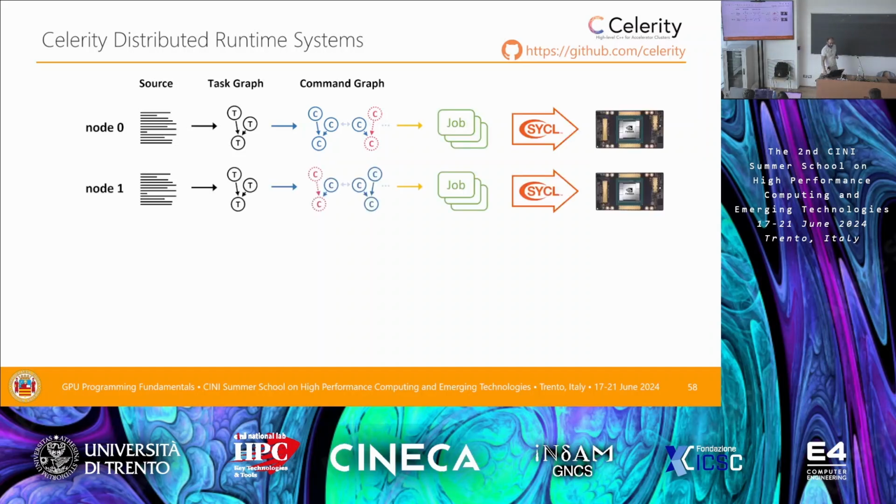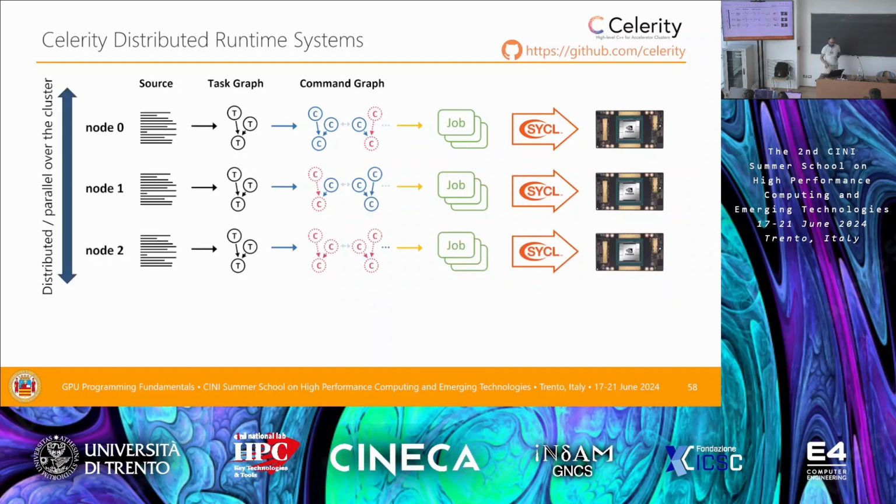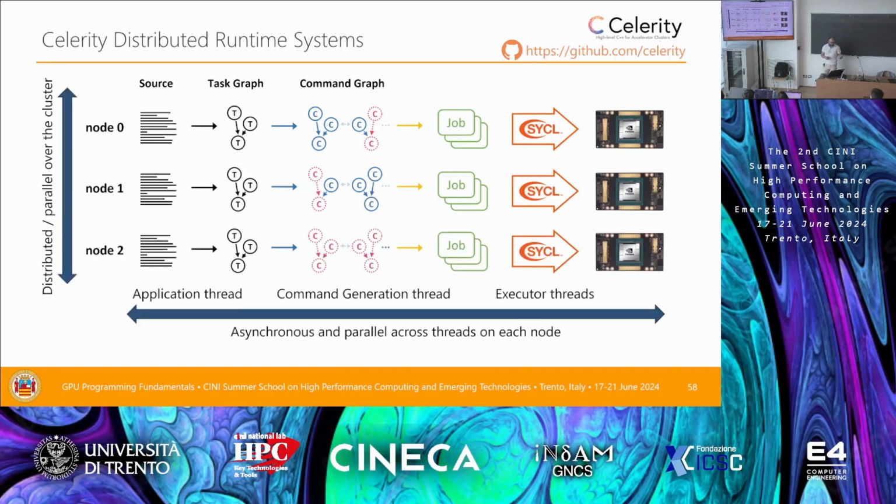So practically, you have something like this. You have multiple nodes. Each node builds the task graph. The command graph is different on each node because different nodes need to perform different communication. But in the end, each job will be mapped on each GPU, and the iteration space is split, right? If you have two GPUs, half of the iteration space goes to the first one, the other half to the next one. Okay, this is the idea.